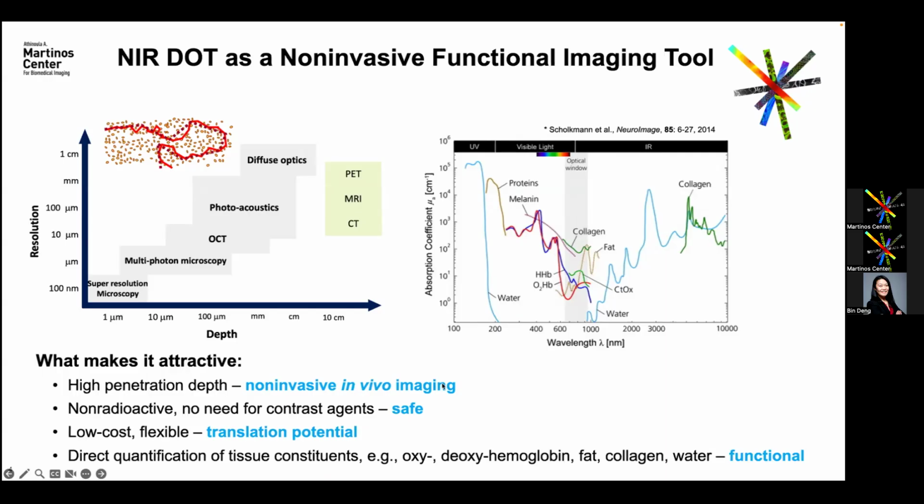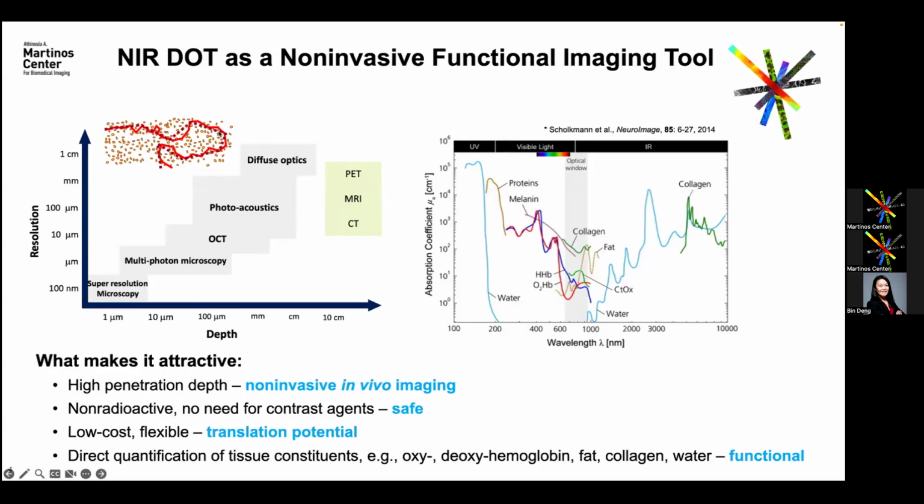And these are endogenous imaging contrasts. We don't need to inject any contrast, and optical imaging is relatively safe. It can penetrate pretty deep inside the tissue compared to other imaging techniques. But we call it diffuse optics because near-infrared light enters the tissue and bounces around off multiple scatterers in the tissue, so it doesn't take a straight path forward.